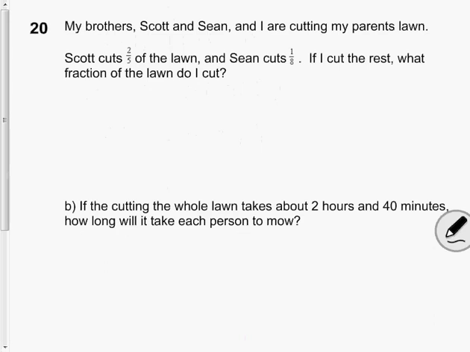A lot of people hated this one, but anyway, it's not that hard. My brothers Scott and Sean and I are cutting my parents' lawn. Scott cuts 2/5 of the lawn and Sean cuts 1/8. If I cut the rest, what fraction of the lawn do I cut? Well, really, it's not that hard.